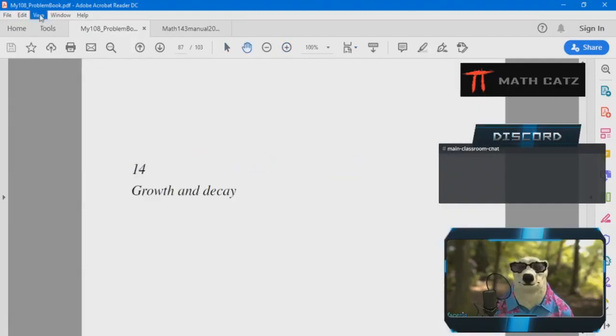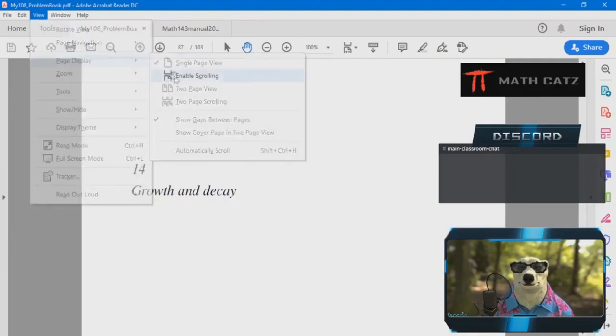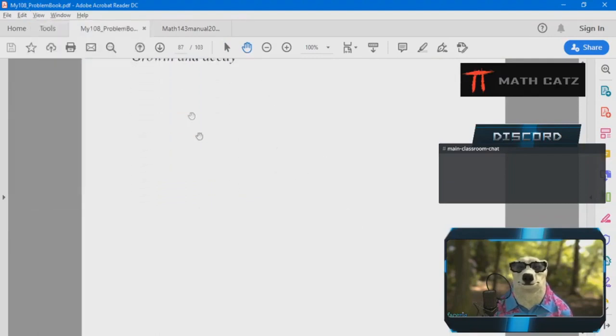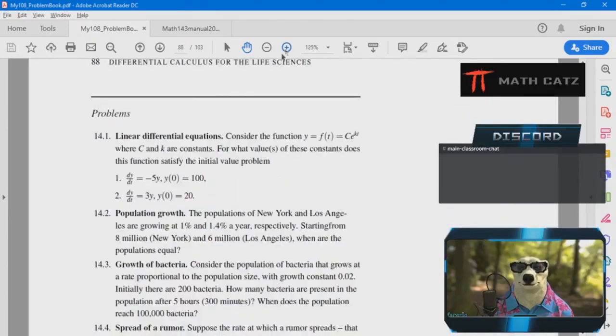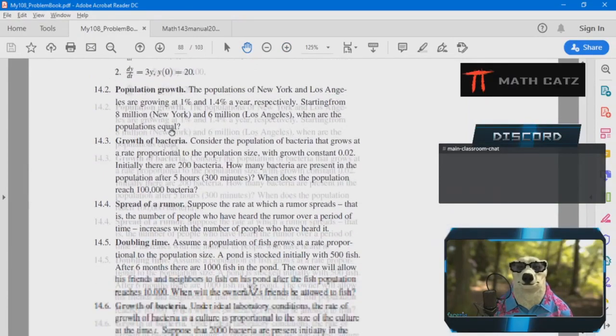Let me just check the view here. Yeah, so often the default in Adobe is just to not have continuous scrolling. It's so annoying.